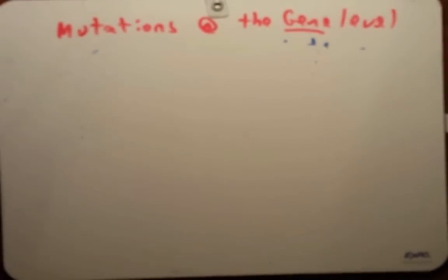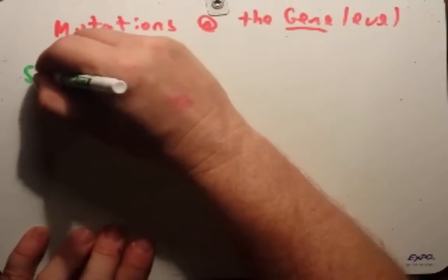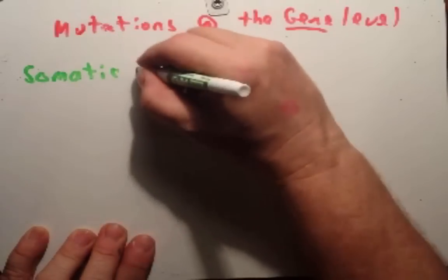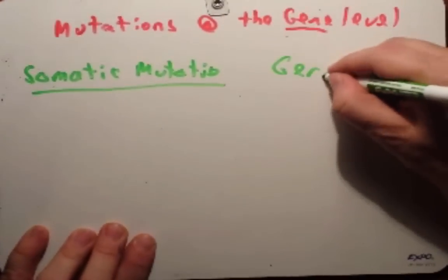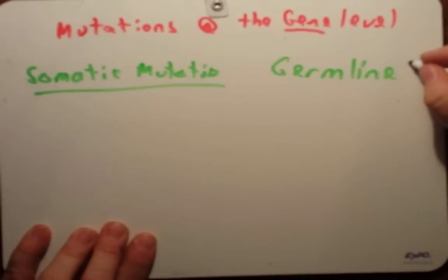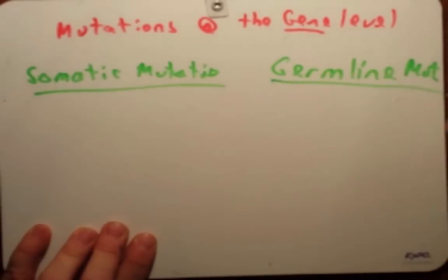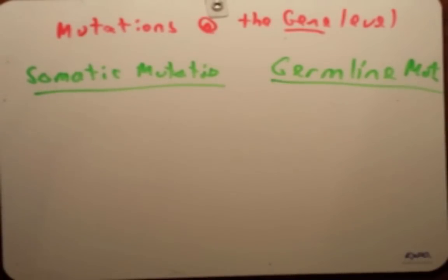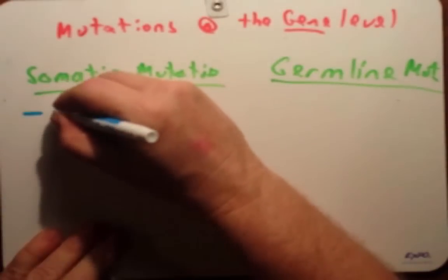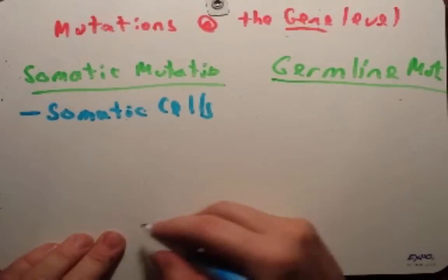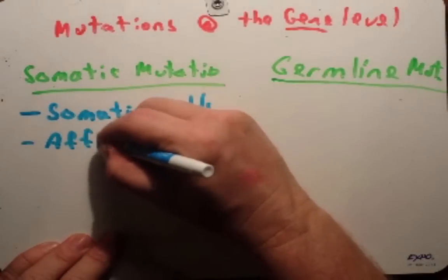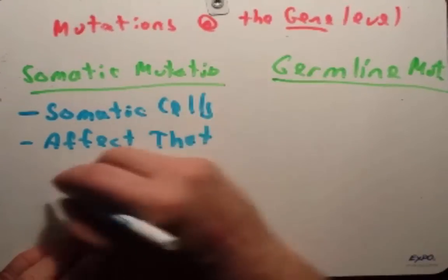And the last thing I want to talk about in this podcast is the difference between a somatic mutation and a germline mutation. Remember, somatic cells are all of the cells in our body except germline cells. And germline cells are those cells that will make sperm and egg. So somatic mutations occur in somatic cells. They will affect that individual.